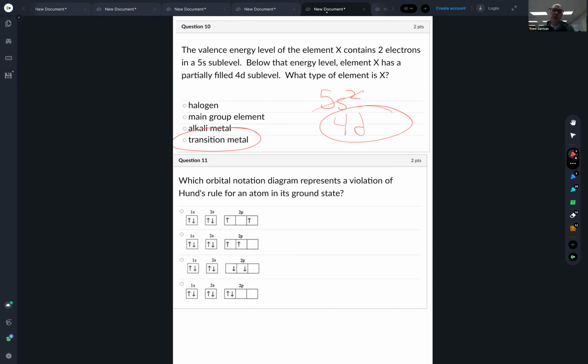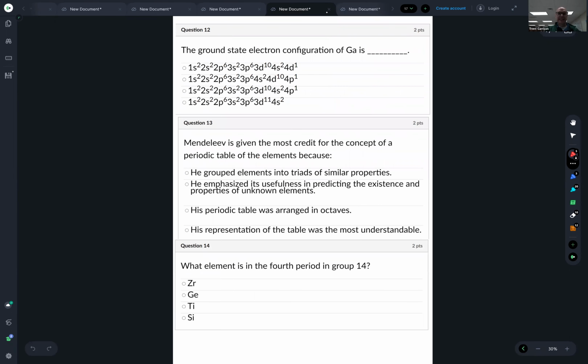Which orbital notation diagram represents a violation of Hund's rule? Some of you wanted to say this was a violation. It doesn't matter if you start up or if you start down. Those are correct answers. It doesn't matter if you start on the left or the right. What is a violation is if you put 2 electrons in the same box without first trying to fill up the others.